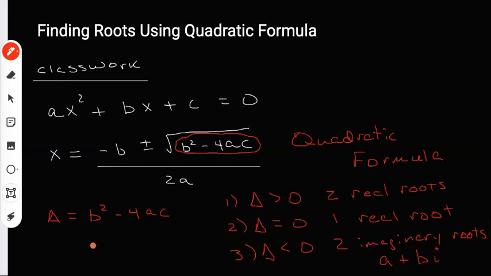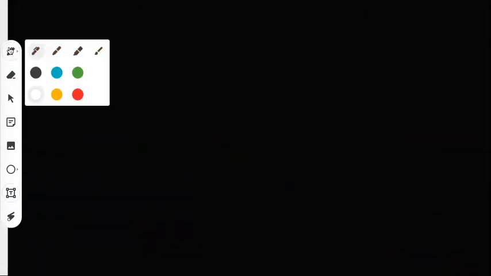Okay? So we're going to be looking at two problems and seeing how the discriminant and the formula help us to find the roots. So the first one I wanted to do was number 9 on the classwork. It is u of x is equal to x squared minus 8x plus 17. And I want to find the two roots of this.